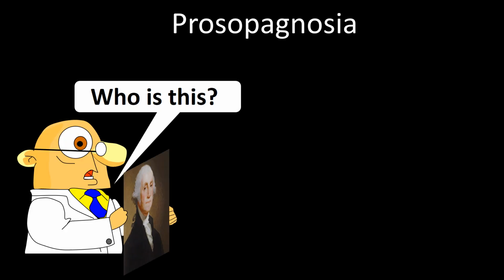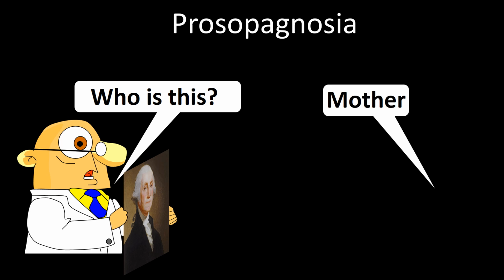The first possibility is prosopagnosia, which we will define as the inability to recognize a familiar person in a picture or in flesh. Patients with this condition can describe the appearance of the person but are unable to identify the person. Let's say we show a patient with prosopagnosia this picture and ask, who is it? The patient may say mother. The answer is obviously incorrect.